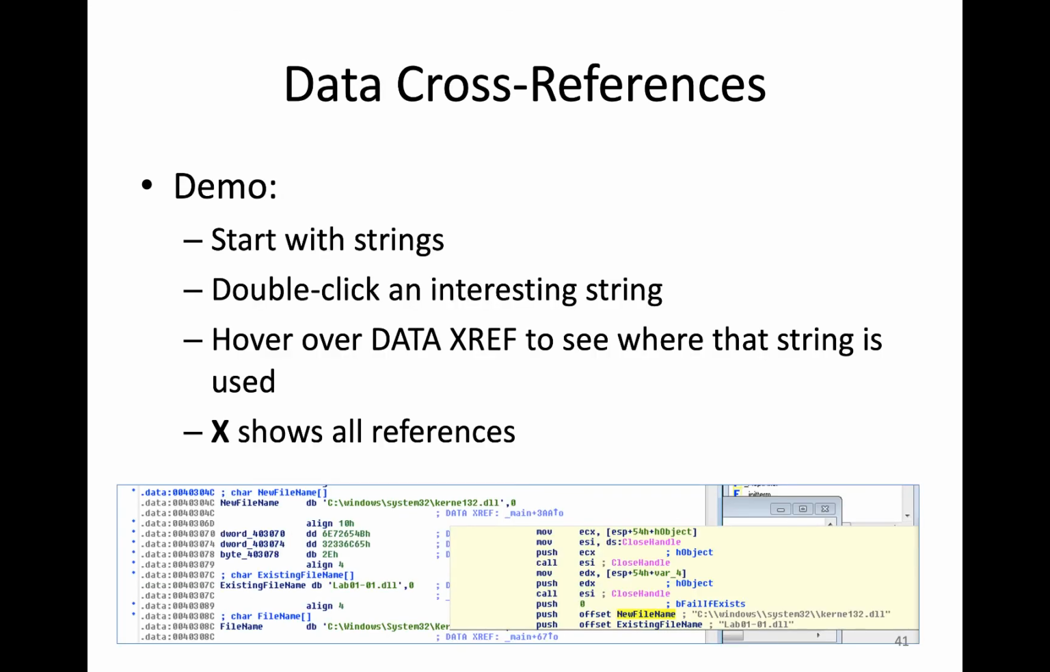And then there's data cross-references that I mentioned before, where you could look at your strings and double-click any interesting string. So for example, if here they're talking about a file name, you could hover over it and see where that string is used. And again, you could use X to see all the cross-references.